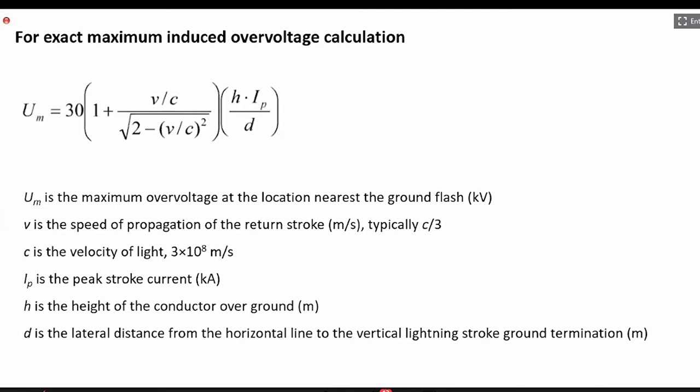So if you look at it, UM is the maximum voltage at the location nearest the ground flash. Then V is the speed of propagation of the lightning current along the channel, which is usually 1/3 of the speed of light. IP is the current, H is the height of the conductor over ground. So if you look at the equation, you will understand that the higher the height of the tower, the greater the induced voltage. And D is the lateral distance from the horizontal line to the vertical lightning stroke. So we assume that lightning is straight vertical. If the distance is larger, as you may expect, the induced voltage is smaller.